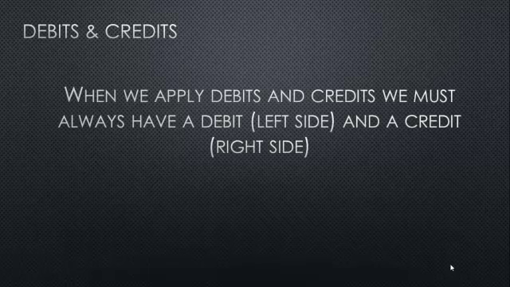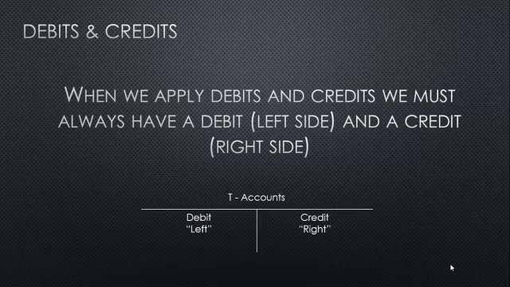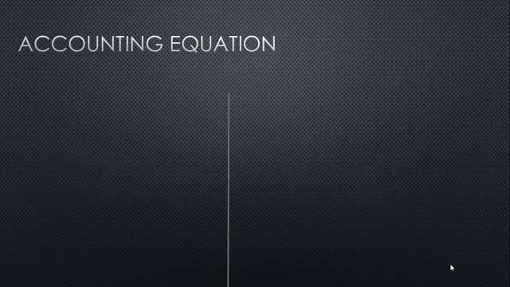All right, when we apply debits and credits, we must always have a debit and always have a credit. So if that's one thing that you'll learn, we must always have a debit and we must always have a credit. Now we can have more than one debit and only one credit, and we can have more than one credit but only one debit. But you must have debits and credits. They must equal each other. Okay? So let's take a look at our accounting equation.